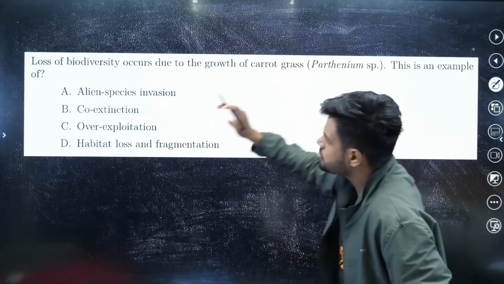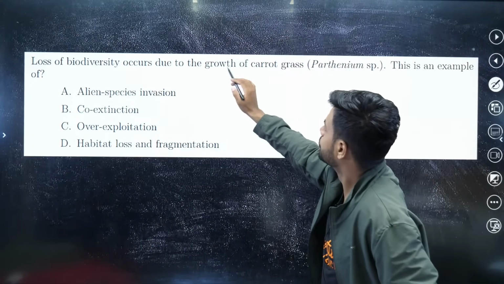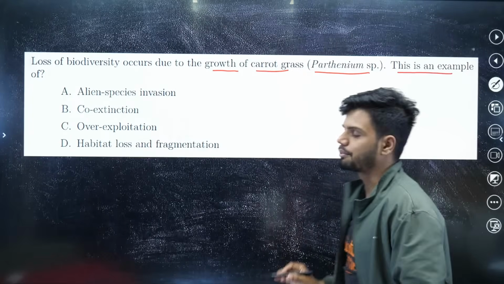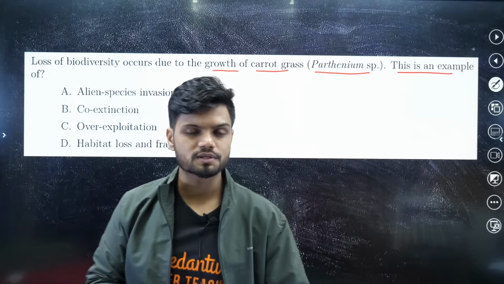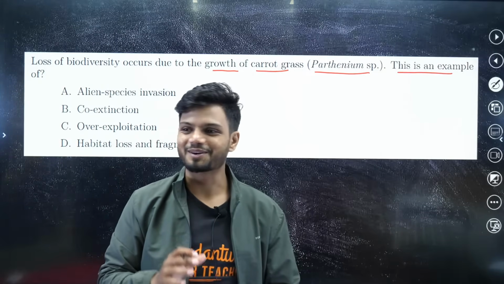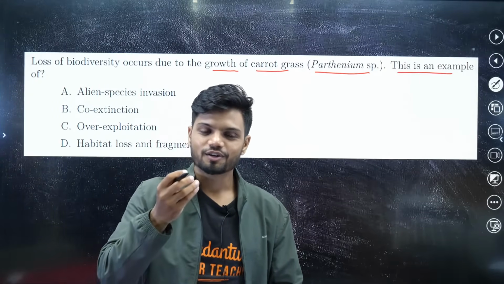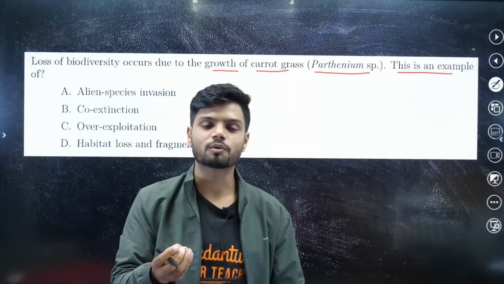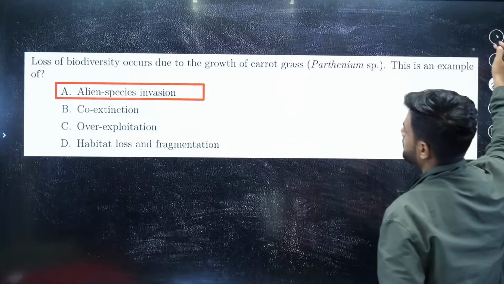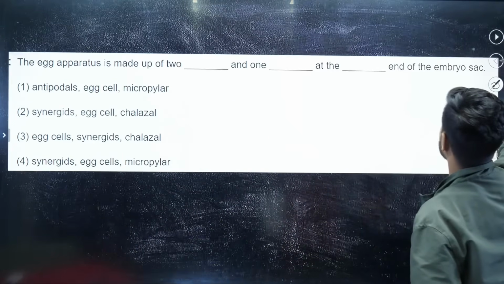Now, loss of biodiversity occurs due to growth of carrot grass called Parthenium species. This is an example of. Again, students, ecology questions are going to be very easy for all of you. Ecology questions are going to be very easy, and questions in ecology are going to be directly from NCERT.